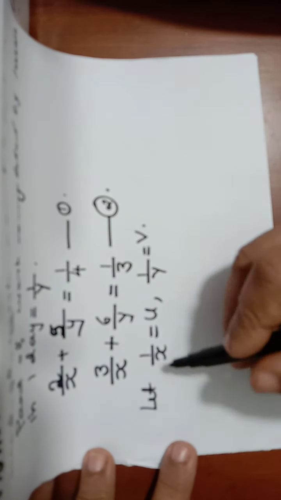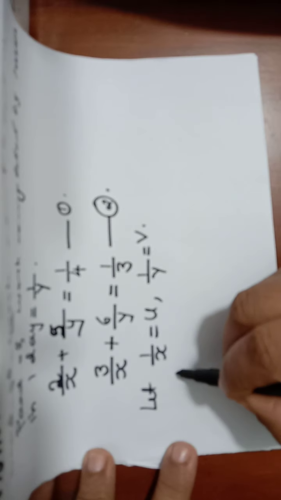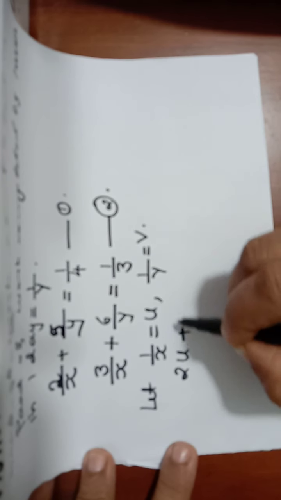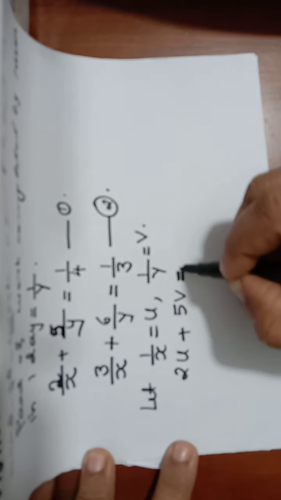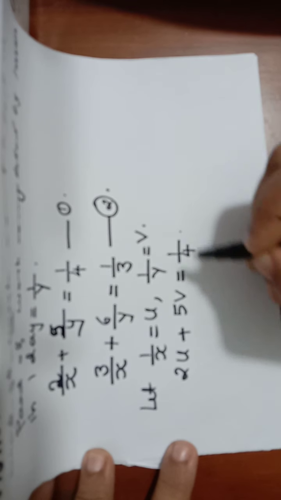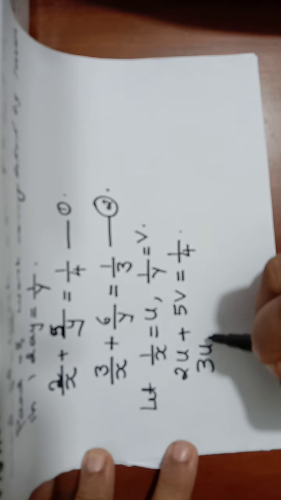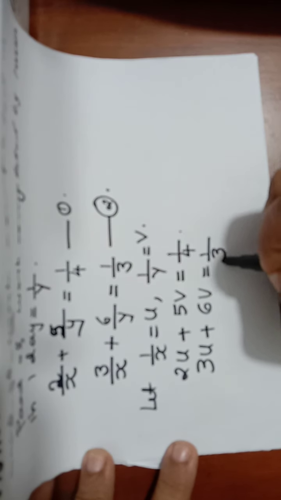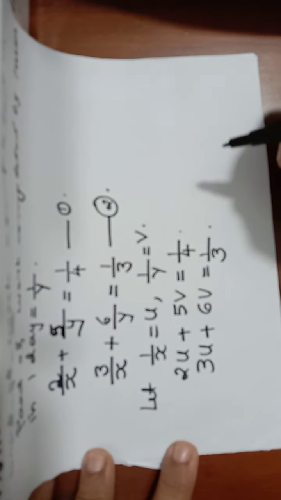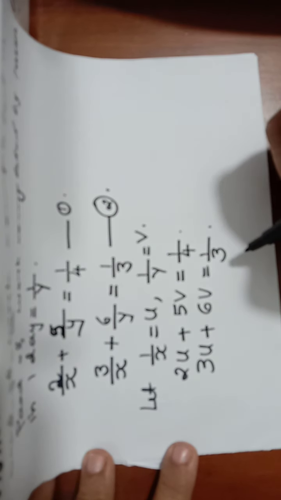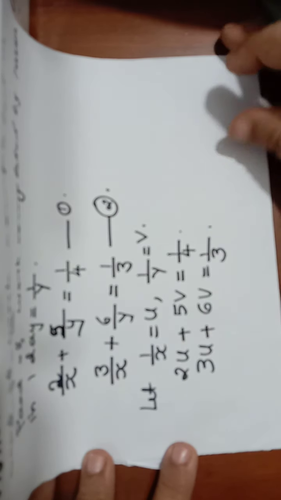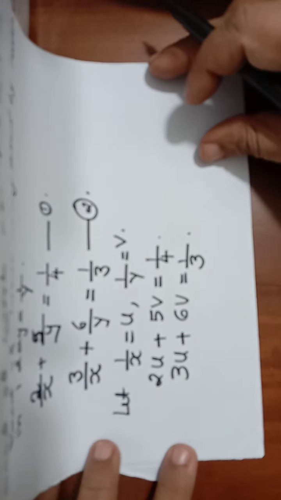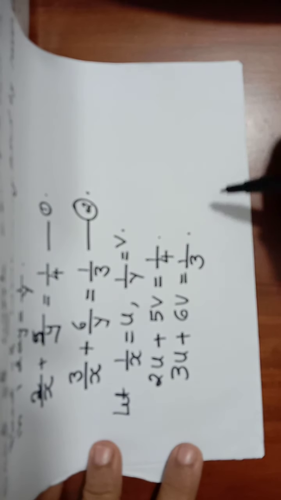Okay, so let us rewrite the first equation. It is 2u plus 5v is equal to 1 by 4. 3u plus 6v is equal to 1 by 3. We have to simplify both the equations. You have to find out what u and v are. Will you be able to do it? Or otherwise you complete it now itself.